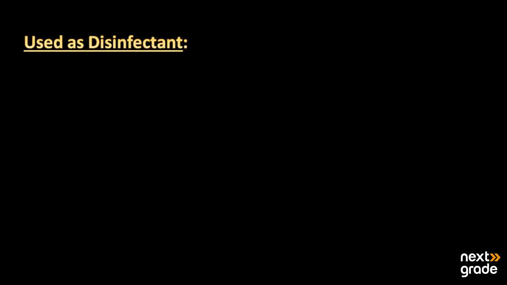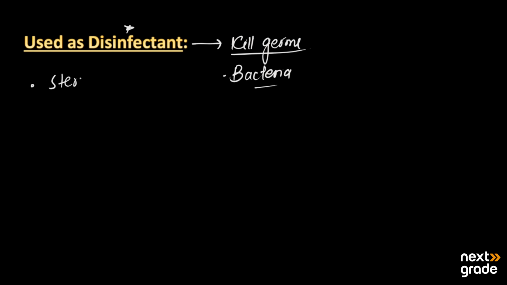After this, we have the second use of bleaching powder, which is that it is used as a disinfectant. Disinfectants are all the substances that are used to kill germs. These substances are called disinfectants. They are also used to kill bacteria, and along with being a disinfectant, it can also be used to sterilize water.